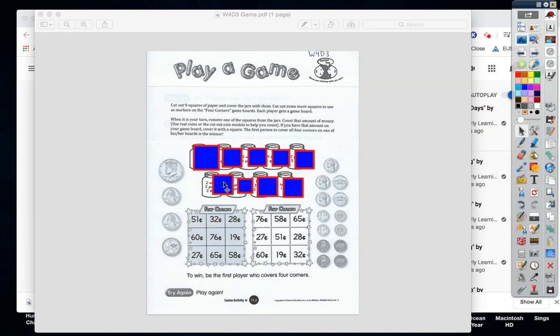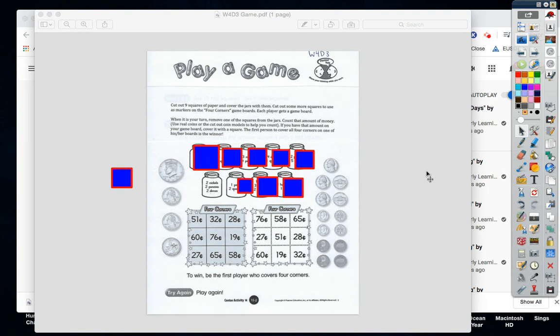When it's your turn, you're going to uncover one of your jars. And you have to count this money. It says 2 nickels, 2 pennies, and 2 dimes. Now, remember, we also sent you that sheet that has all the coins on it that you can cut out if you don't have real coins. If you have real coins, use real coins. So I'm going to count it up. I'm going to start with my dimes because those are worth the most. 10, 20. Then my 2 nickels, 25, 30. Then my 2 pennies, 31, 32.